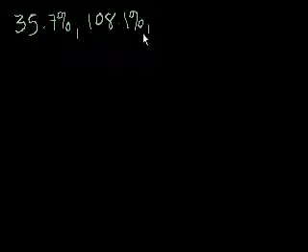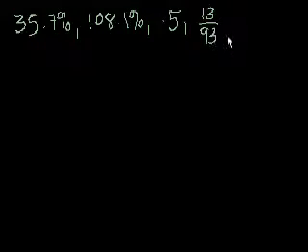The first set of numbers that we have to order is 35.7%, 108.1%, 0.5, 13 over 93, and 1 and 7/68. So let's do this problem.